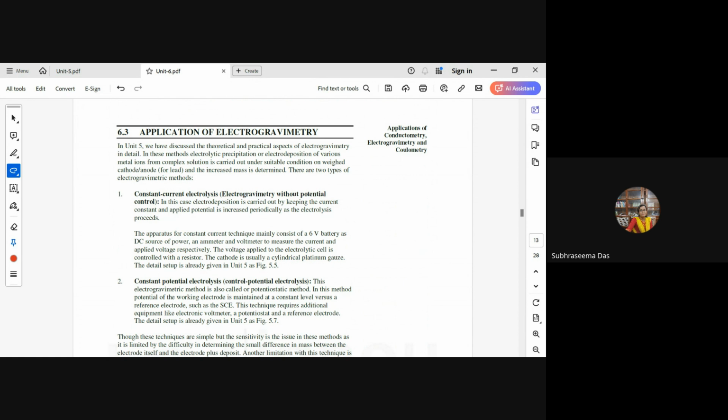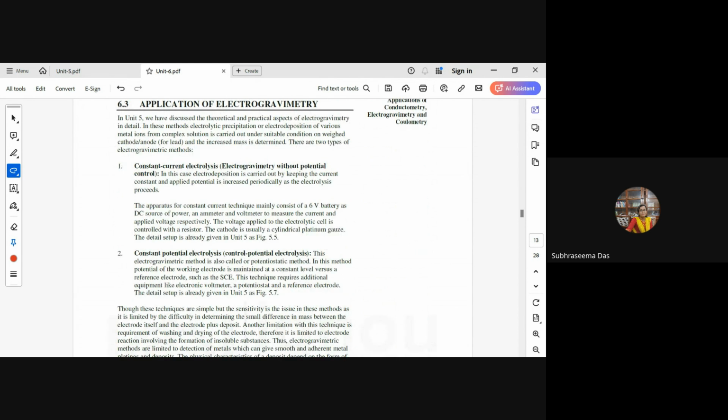So next, coming to application of electrogravimetry. Now, as we know, electrogravimetry measures the weight of the material before and after the electrolysis process, and particularly it measures the weight of the electrodeposit. So first, there are two types of electrogravimetric methods that we came across.